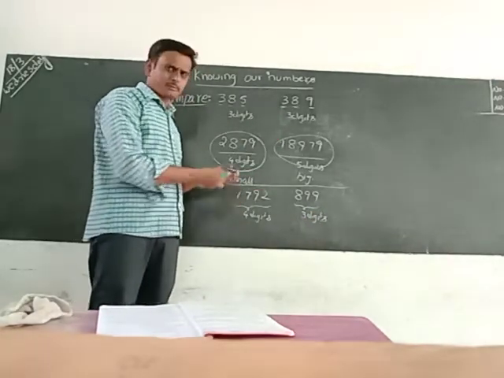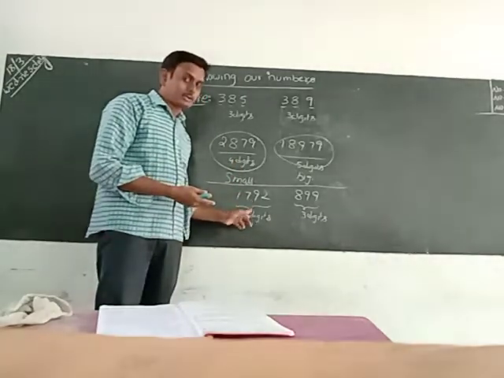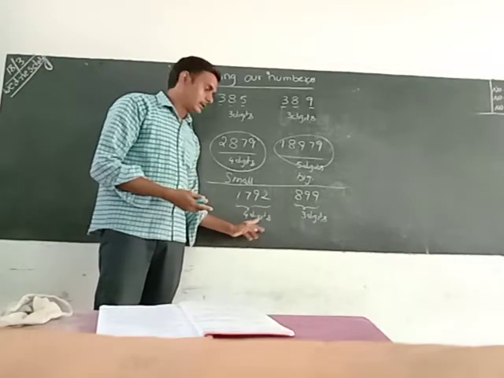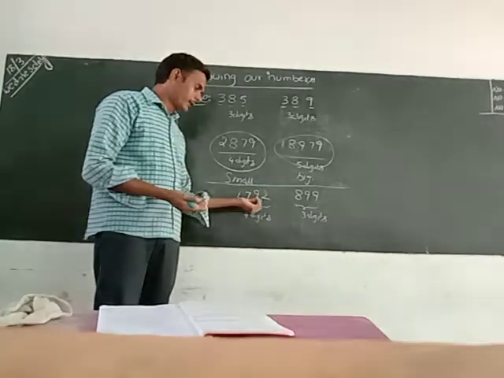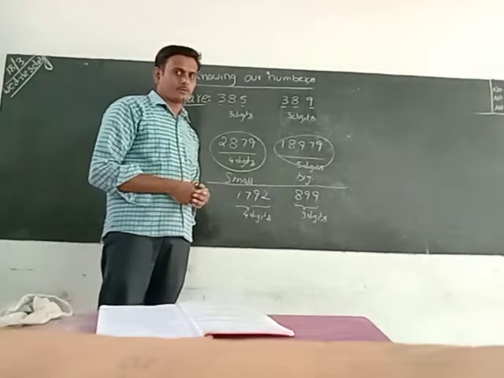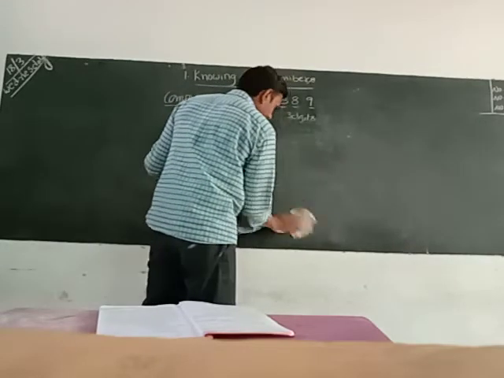So we can conclude, we can say which is the biggest. This is the biggest because this has 4 digits, and this has only 3 digits. Okay, 7 1 7 9 2. Okay, 1 7 9 2.